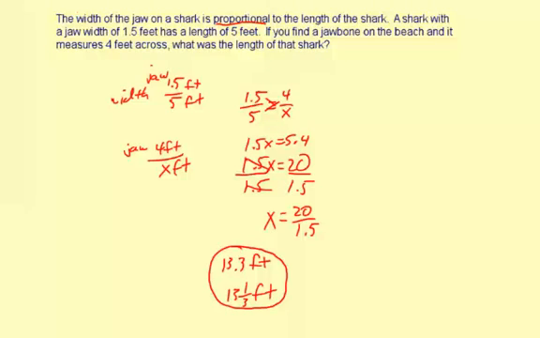So that shark with a 4-foot jaw must have been about 13 1/3 or 13.3 feet long. That's a pretty good sized shark. I would not want to run into that shark.